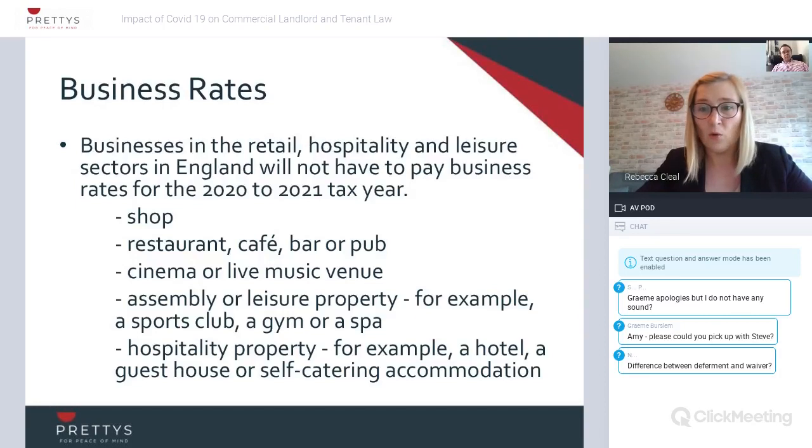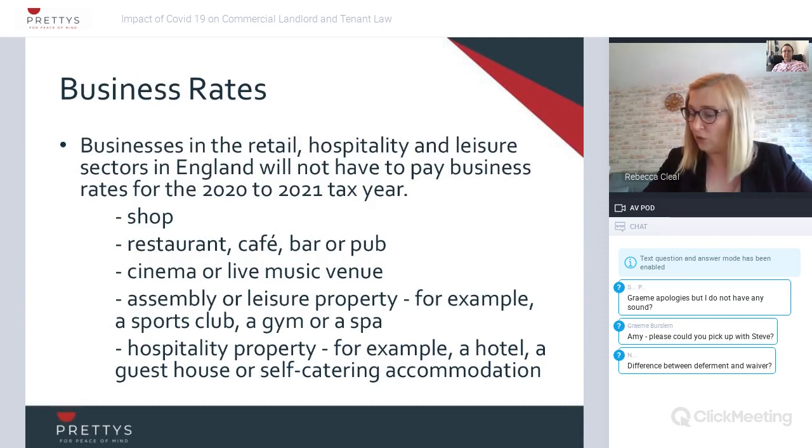Again, this is more important for tenants and occupiers. Originally, in March, the initial announcement was that businesses in the retail, hospitality and leisure sectors in England wouldn't have to pay business rates for the 2020 to 2021 tax year. And they listed those examples: shop, restaurant, cafe, bar, pub, cinema or live music venue, assembly or leisure property, so sports clubs, gyms, bars, and hospitality properties. So, for example, a hotel, guest house or self-catering accommodation.